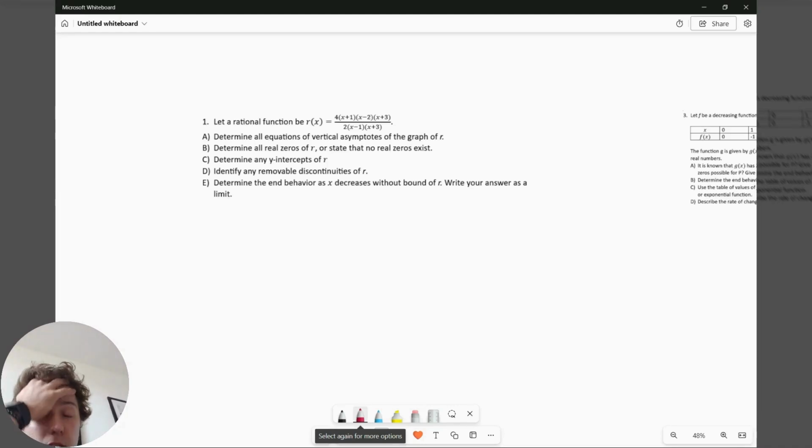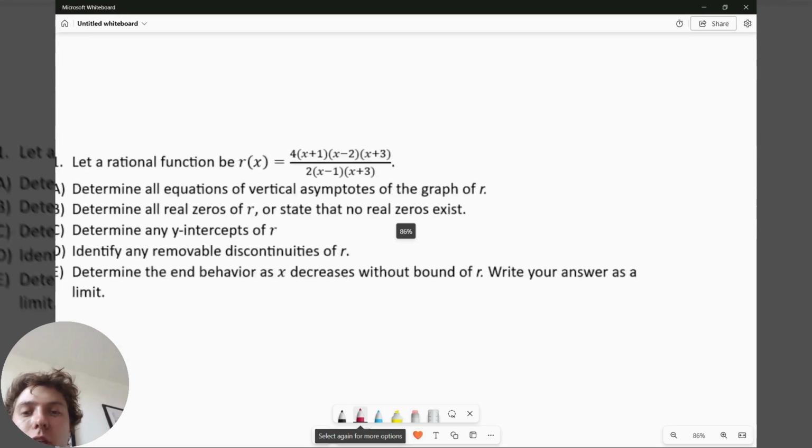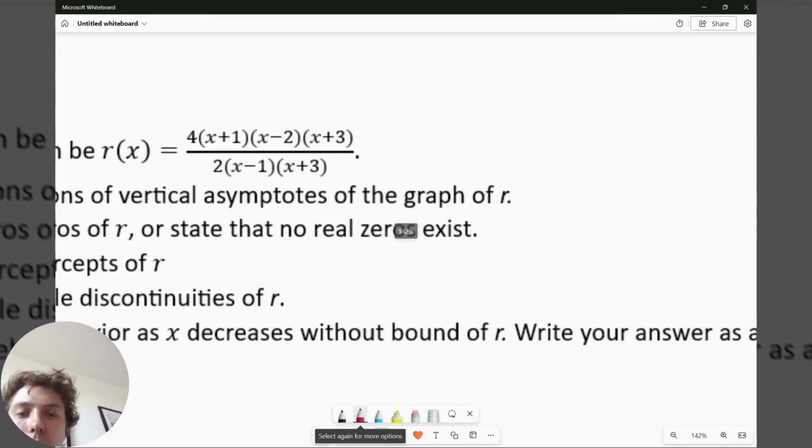I'm Mr. Hibble. Today we're looking at a Unit 1 review, more specifically, some free response questions based on the unit. So 4 different problems we'll go through. Here's the first one. We're given a rational function. We need to determine the equations of different things. Before we start, let's make sure our fraction is as simplified as possible.